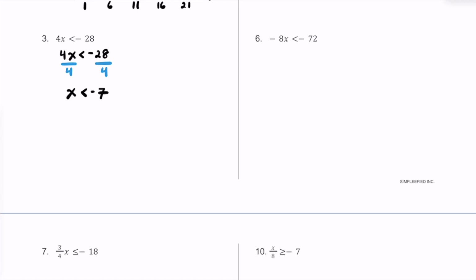So as long as x is smaller than negative 7 or less than negative 7, this would be true. All right, just like before, let's put our negative 7 in the middle here, our solution. I'm going to jump by 3's here.